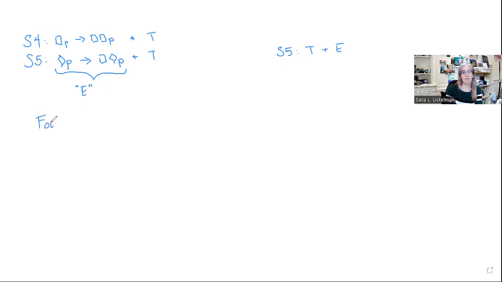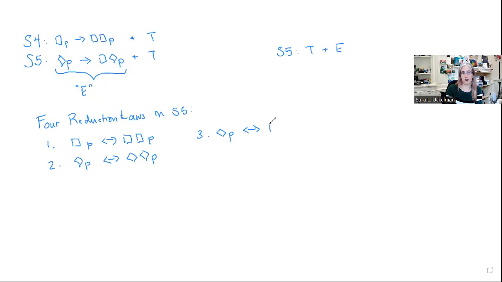In fact, the four reduction laws in S5 are these. We have that necessarily necessarily P is equivalent to necessarily P, that possibly possibly P is equivalent to possibly P, that possibly P is equivalent to necessarily possibly P, and that necessarily P is equivalent to possibly necessarily P.